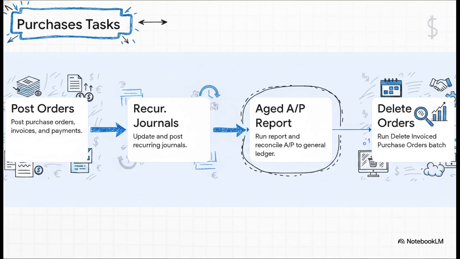We start by posting all outstanding purchase orders, invoices, and the payment journals, which reflect the actual cash we sent out the door. Once our recurring journals are updated, we run the Aged Accounts Payable report. Let me tell you, this report is about to become your new best friend because it proves exactly who we owe and ensures that our subledger perfectly matches the general ledger. And then we just finish up by running that delete invoiced purchase orders batch job to keep our system hygiene in check.